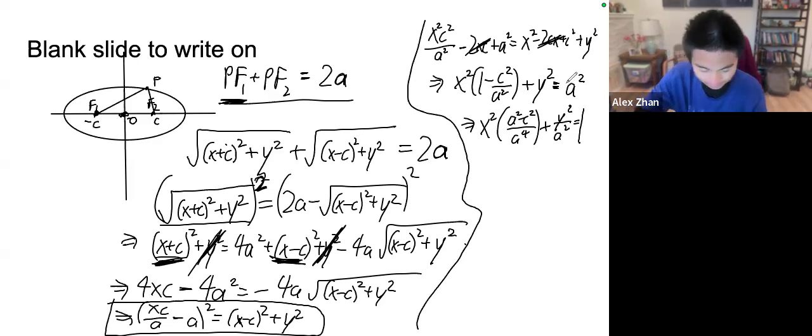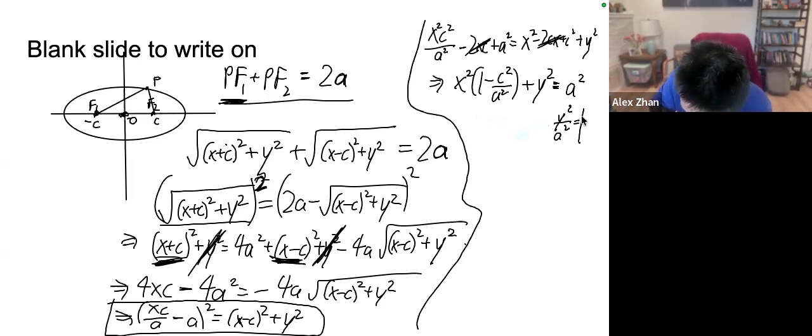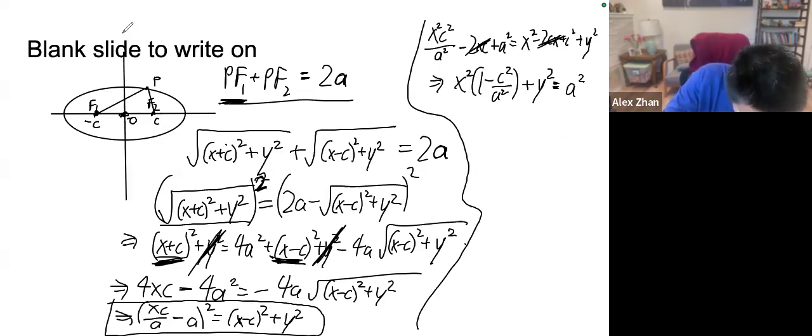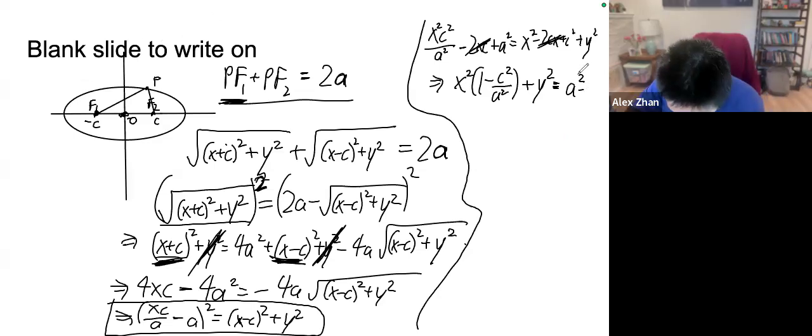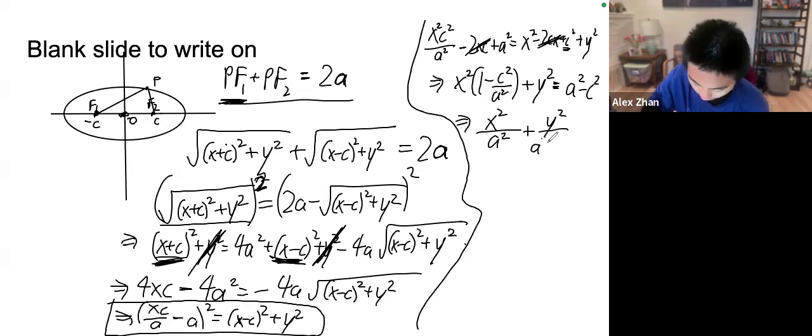Oh wait, actually I made a small mistake here, in the last term. When you move it to the side, there's still this term of c squared here. So now this is what it will look like. So that's why it looked weird initially. But now we divide by a squared minus c squared, so we get x squared over a squared plus y squared over (a squared minus c squared) is equal to 1.